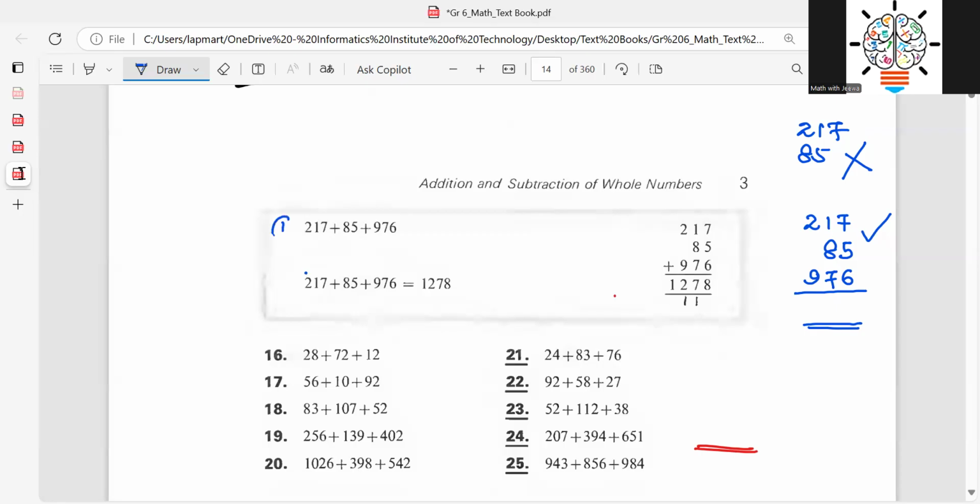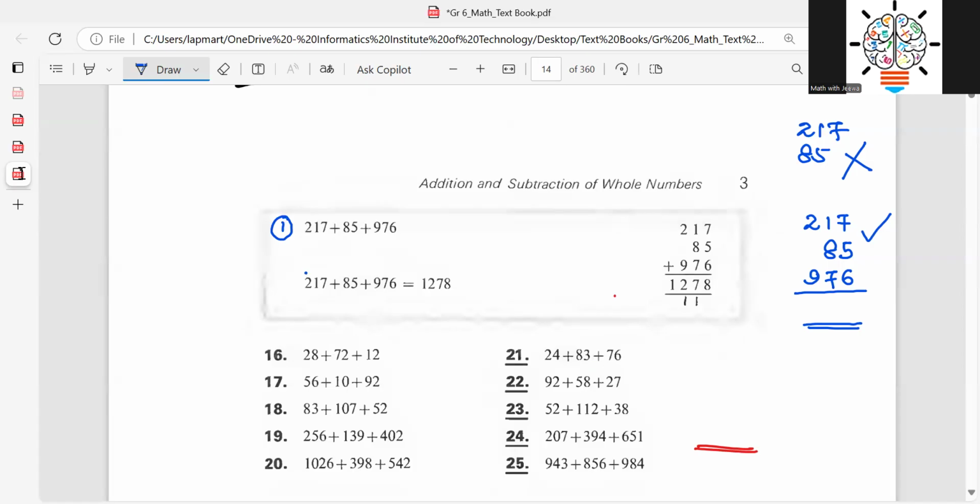This is the question they have given. Let's say question number 1. Without doing anything, you write everything in the working column according to their place values. You want to place them at the correct place. Then you add, starting from the unit column, that means the right side corner. In that column you want to start from the bottom.